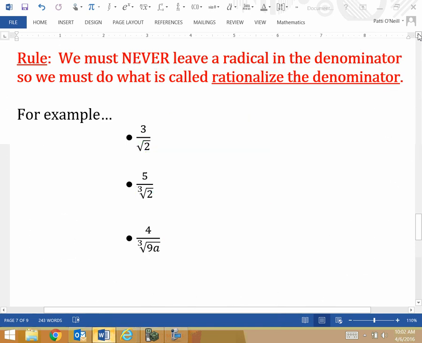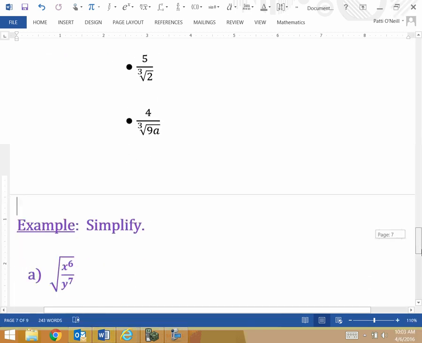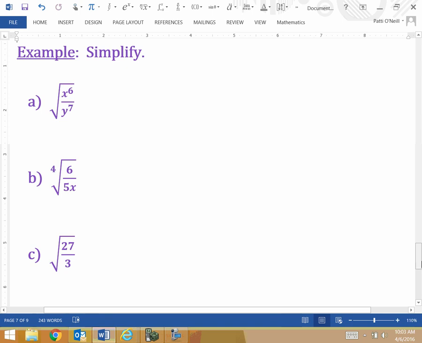So one more little set here before we're done. These 3 problems are the following. We're simplifying again, but they all involve a quotient. The first one is the square root of x to the 6th over y to the 7th. Now, I'm going to look at this as splitting it using that quotient property: the square root of x to the 6th over the square root of y to the 7th.